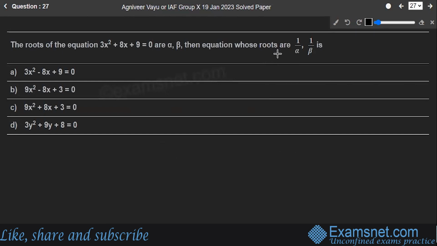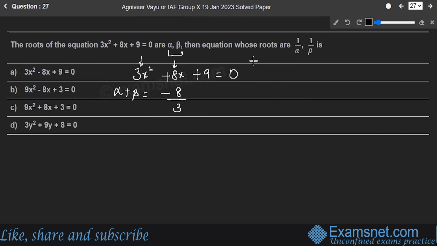Next is question number 27. Roots of this equation are alpha and beta. Then the equation whose roots are given by 1 upon alpha plus 1 upon beta is equal to. Fine. So basically you're given this equation 3x square plus 8x plus 9 is equal to 0. You are given that the roots are alpha and beta. You know the formula. The sum of the roots is given by minus coefficient of x divided by the coefficient of x square. So minus 8 upon 3.